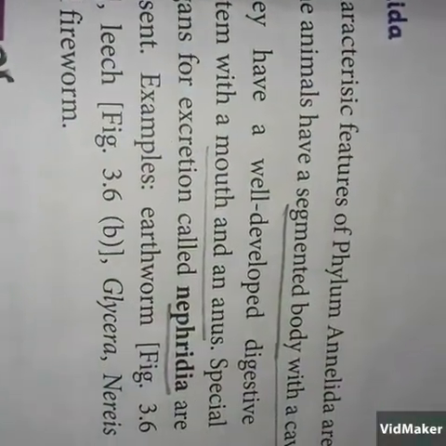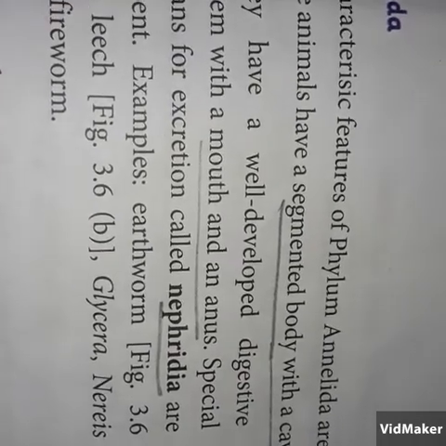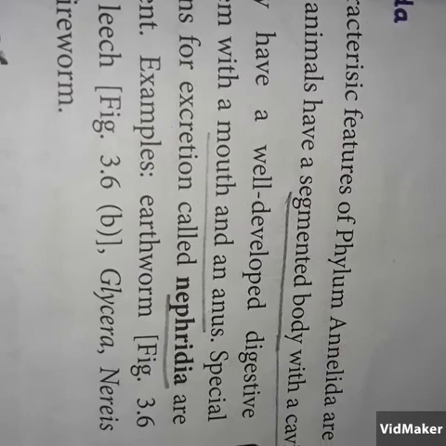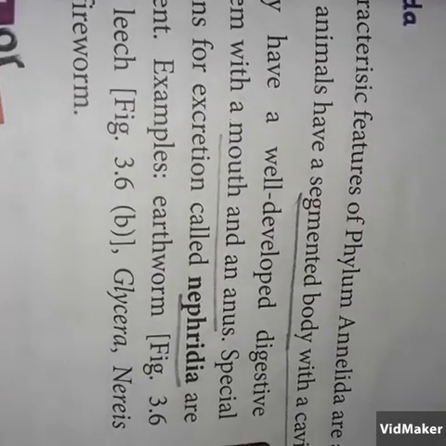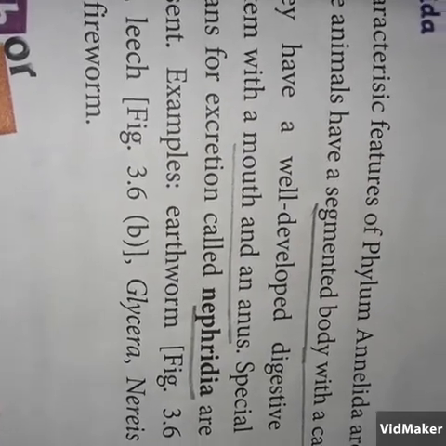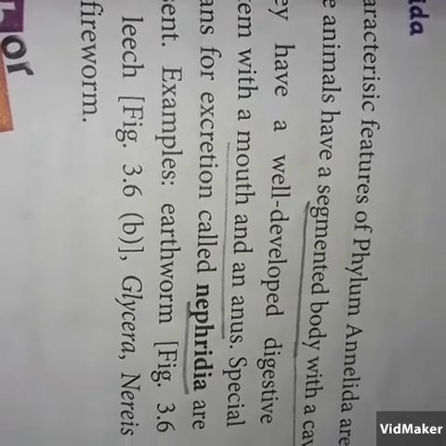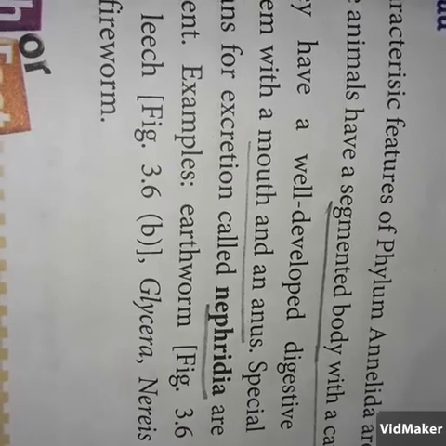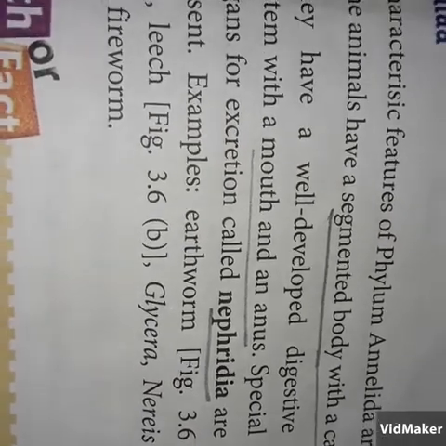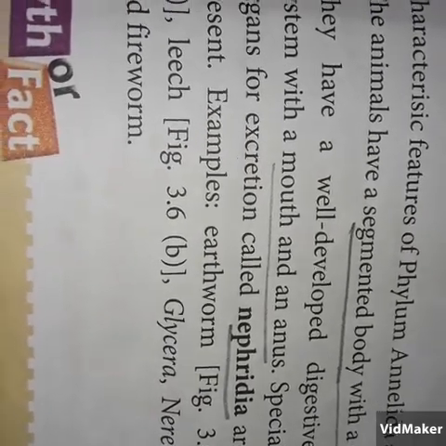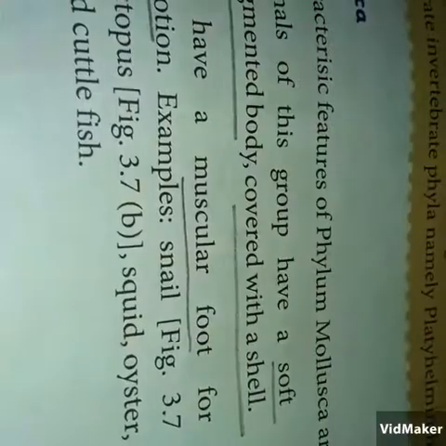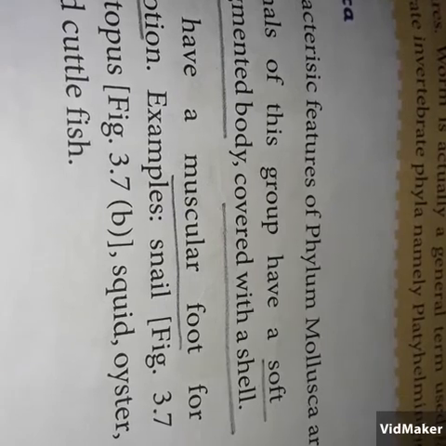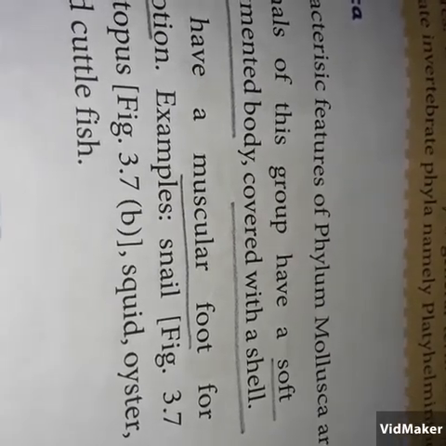Then Annelida. The characteristic features of phylum Annelida are as follows. The animals have a segmented body with a cavity. Second point, they have a well-developed digestive system with a mouth and an anus. Special organs for excretion called nephridia are present. Example: earthworm.